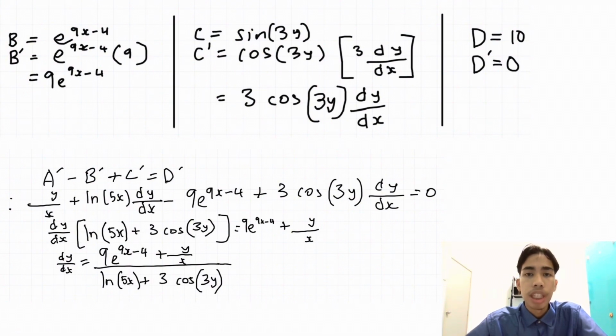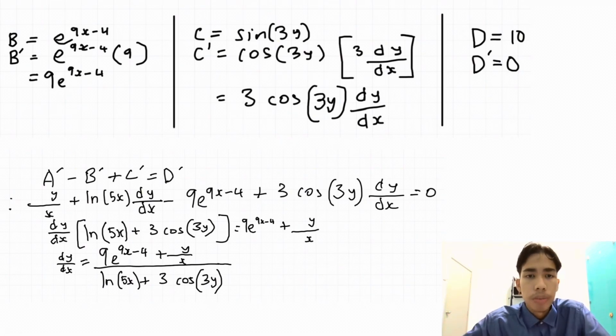Next, c equals sin 3y. We will differentiate sin 3y first, where it will become cos 3y, and then we will differentiate 3y and it will be 3 dy dx. We will times most of them together. It will become 3 cos 3y dy dx. We will differentiate d equals 10, where d prime equals 0.